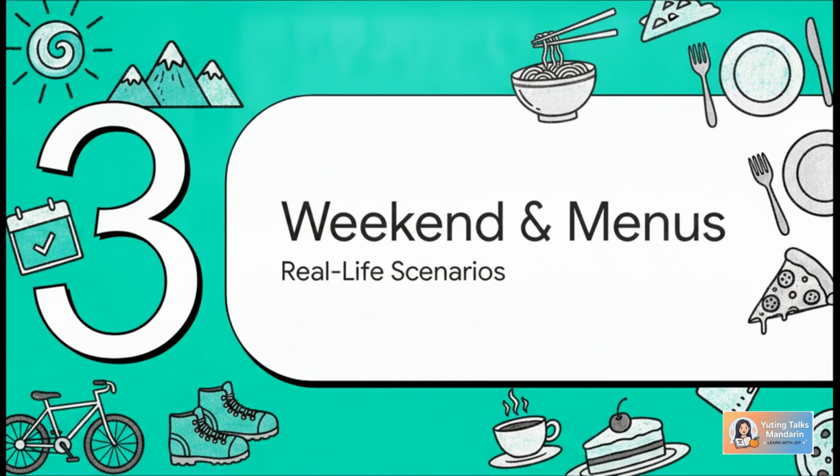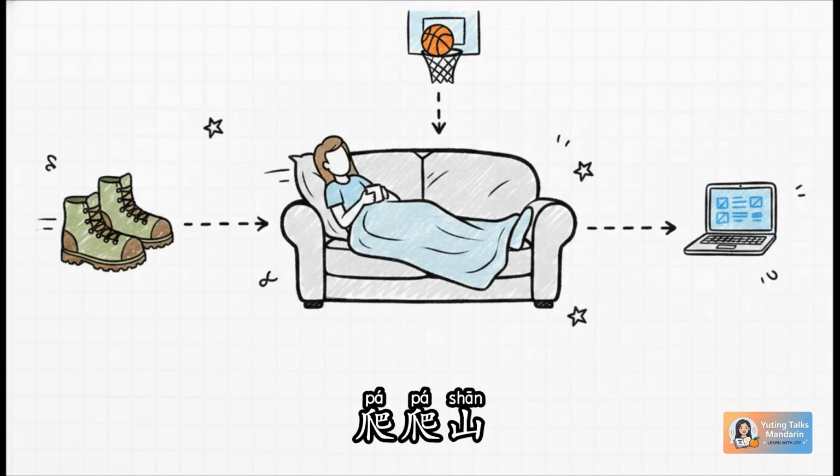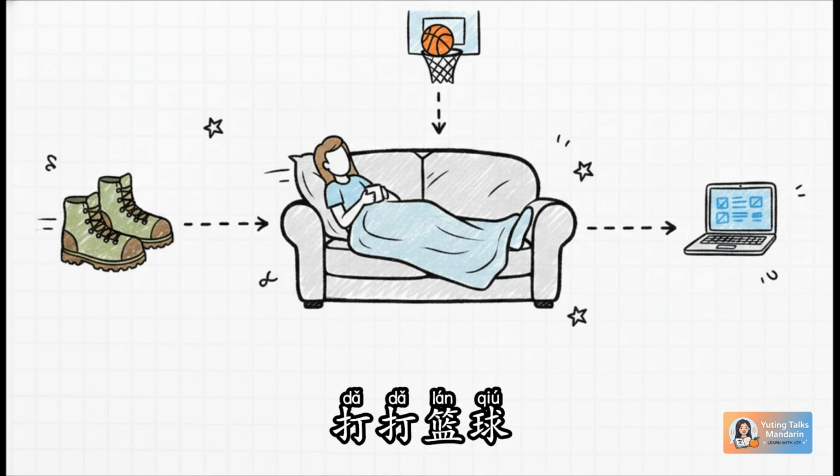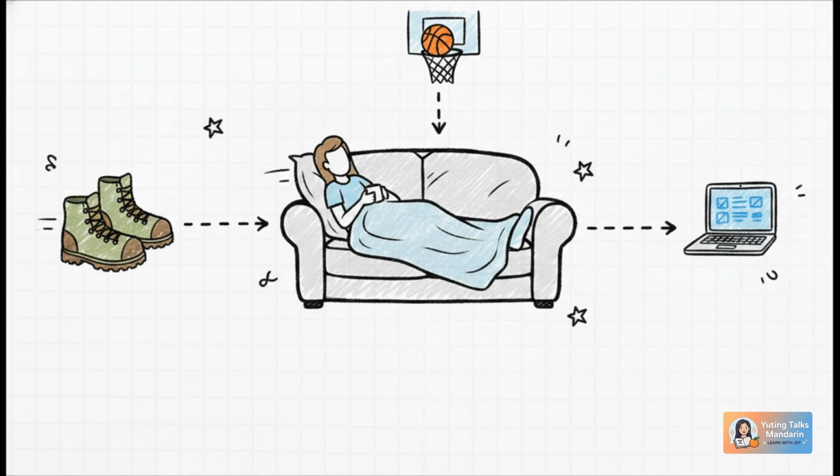We have hiking, which is pá shān. We have playing basketball, 打打篮球. And surfing the internet, shàng shàng wǎng. These are super common leisure activities. Now, how do we link them together if we're just describing a typical, lazy weekend where we might do one thing or we might do another?